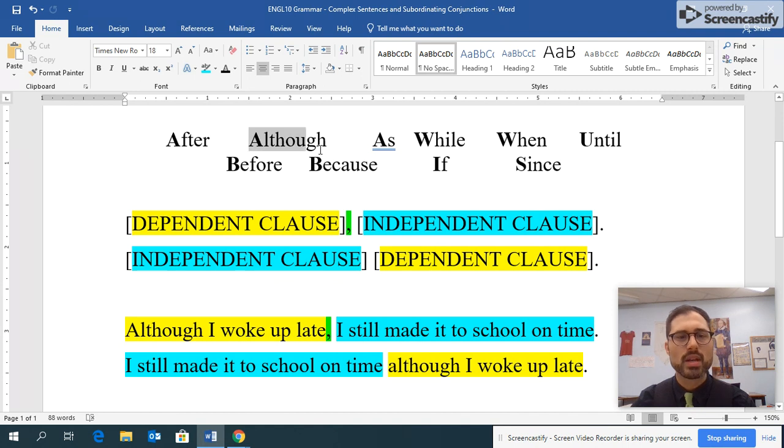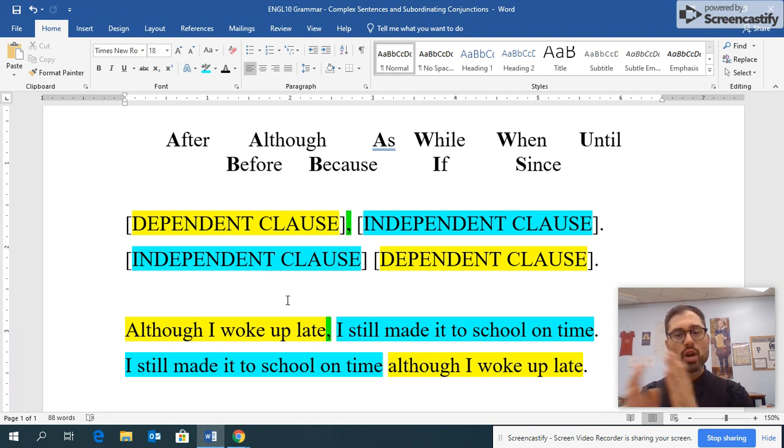If I start with the subordinating conjunction although, we get, although I woke up late, comma, I still made it to school on time. That although I woke up late isn't a full sentence. The sentence wants to keep moving. Although I woke up late, we have to finish it with a full sentence after the comma. I still made it to school on time. That could stand by itself if we needed it to.